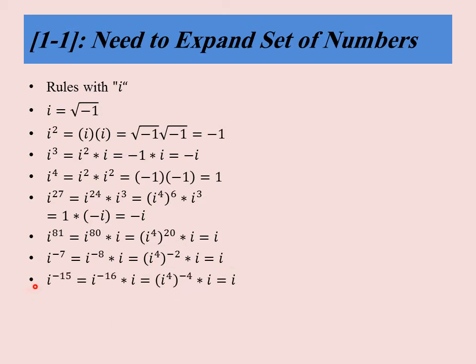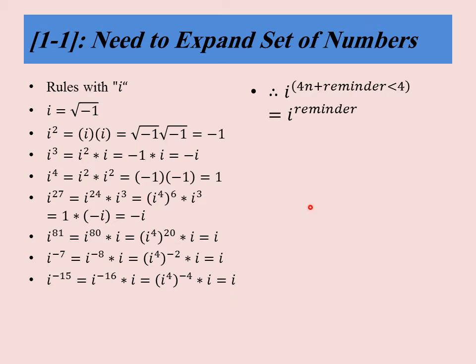And even if we talk about -15, we can write it as -16 plus 1, and we will follow the same method. This is just 4 multiplied by -4 in powers. So this is 1 raised to -4, and this is just 1 multiplied by i, and the result is i.